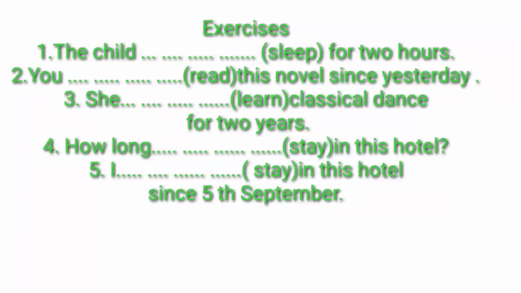So what are the keywords which enable you to know that you have to use present perfect continuous tense? Here in the first sentence, for 2 hours. In the second sentence, since yesterday. Third one, for 2 years. Fourth one, it is in the form of a question, how long. In the fifth one, since 5th September. These are the keywords which enable you to know that you have to use present perfect continuous tense. Normally in the examinations also, these are the things which you have to keep in mind. These are given in correction of sentences, and you must know the uses of for and since. When should you use for and when should you use since?